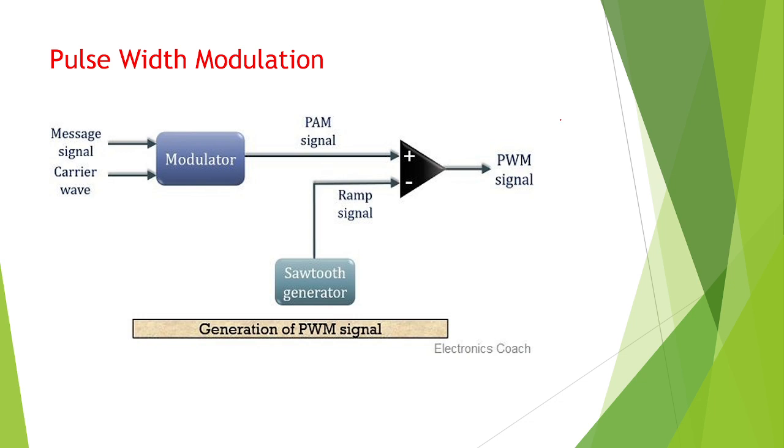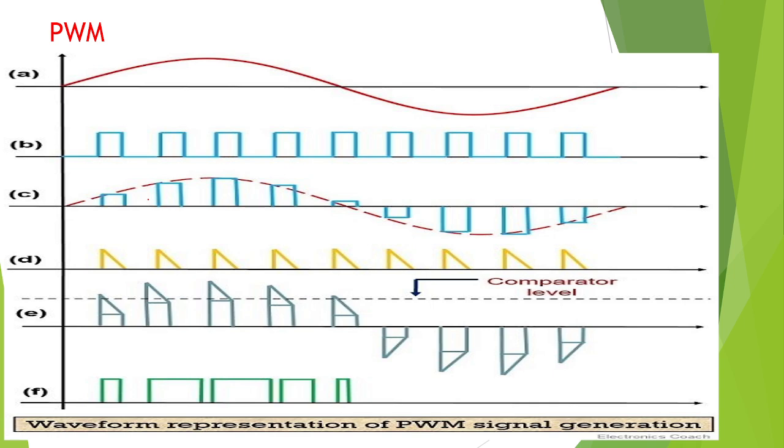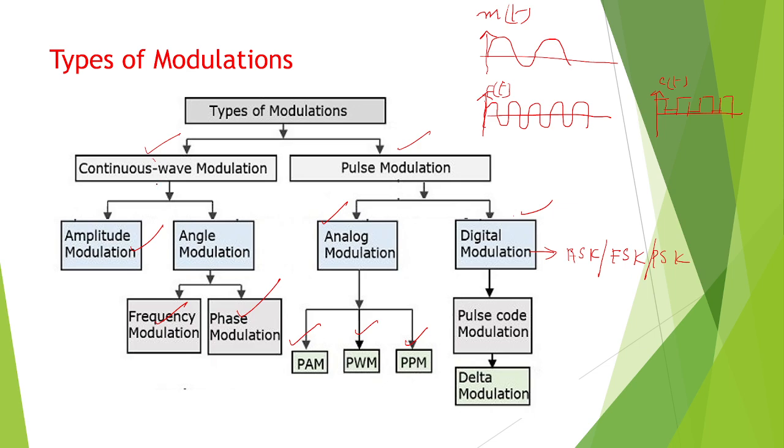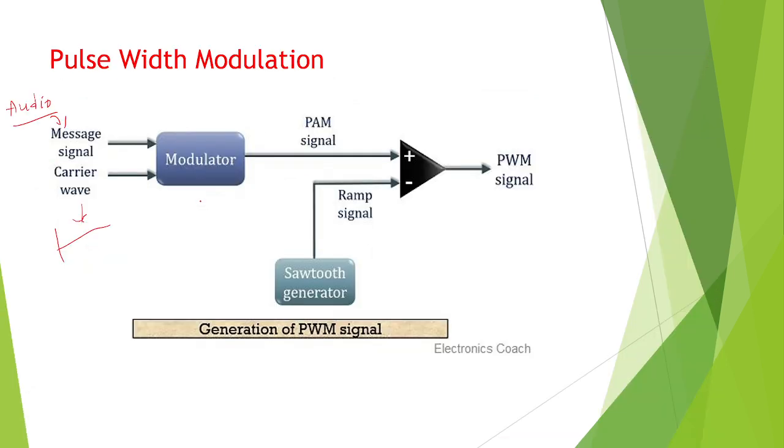Here you can see the pulse width modulation. For example, we are giving an audio signal here. This is the audio message signal, M of t, and here we need to give the carrier. This is the carrier signal. The carrier is a pulse and the message is an analog signal. So here this is the message signal and this is the carrier signal.